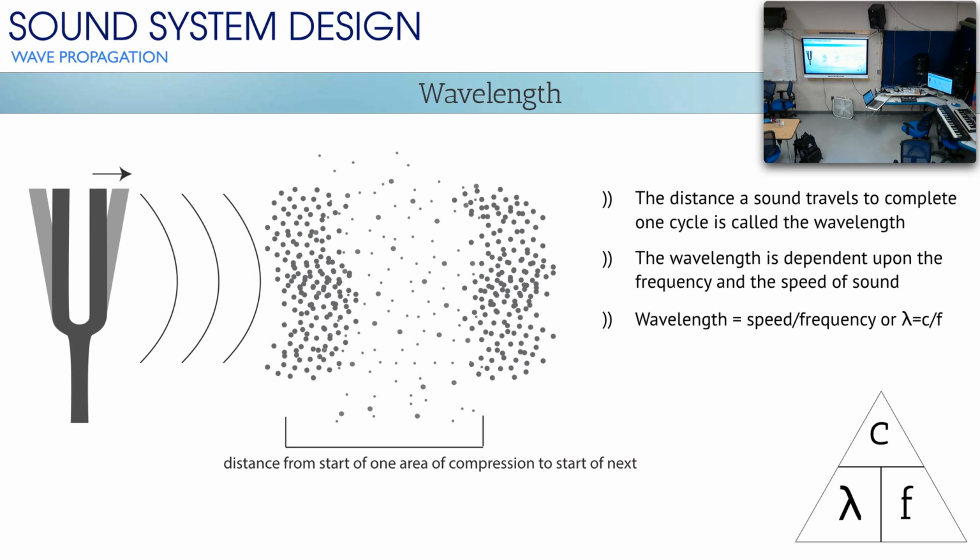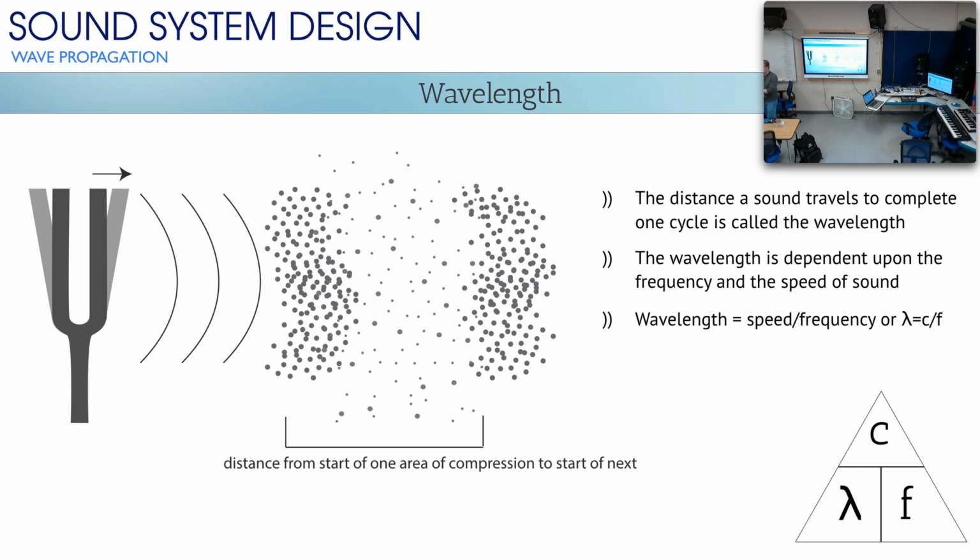Now, the wavelength is dependent on two variables. There are these three variables that are interconnected: speed of sound, frequency, and wavelength. If one changes, the other two change. Okay? The wavelength is equal to the speed of sound divided by the frequency. That'll give you the wavelength.